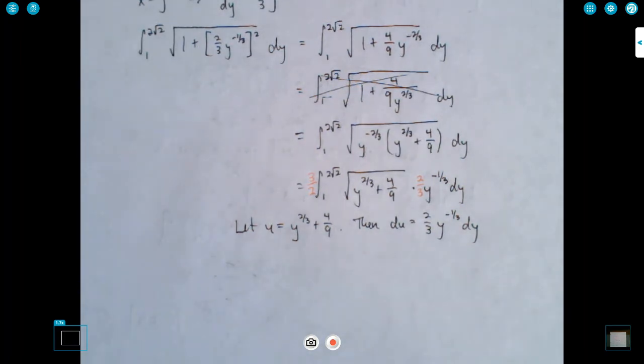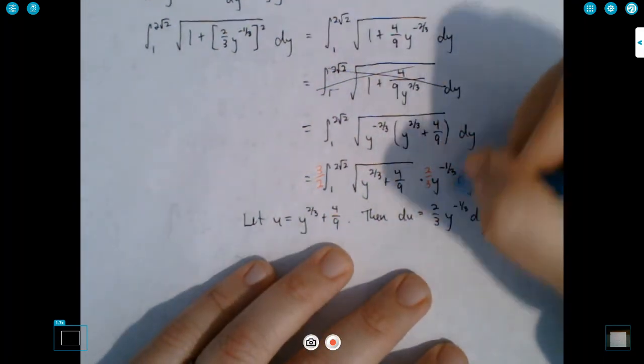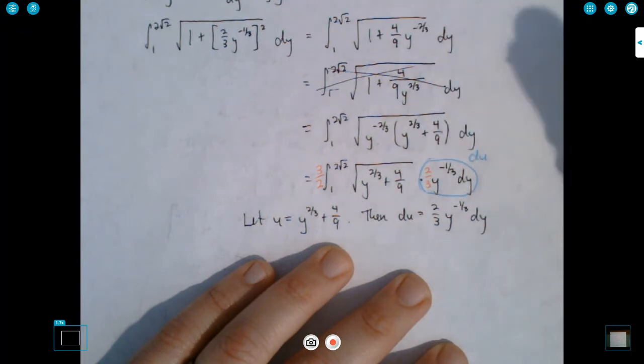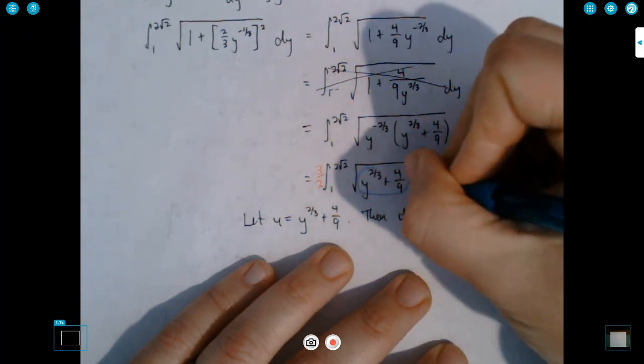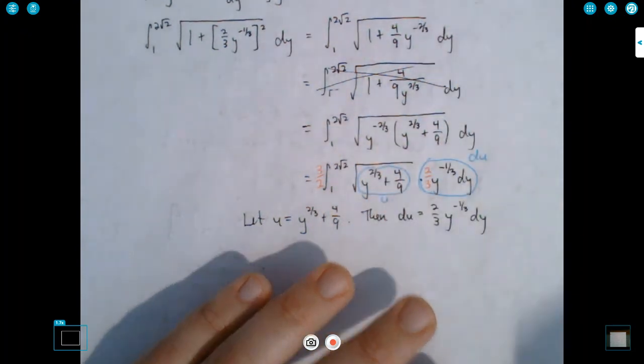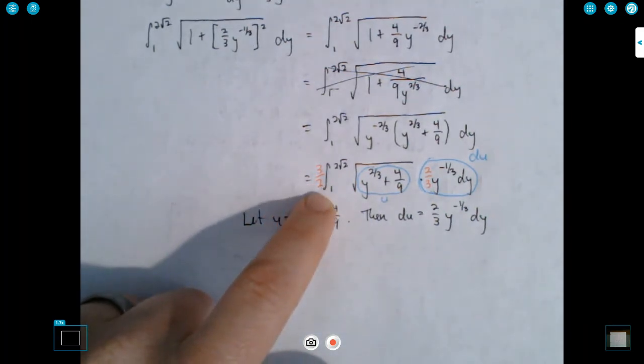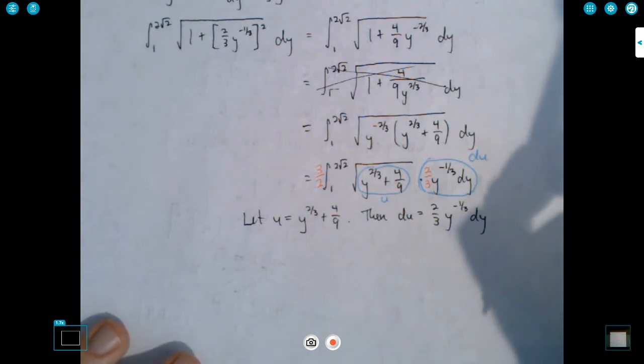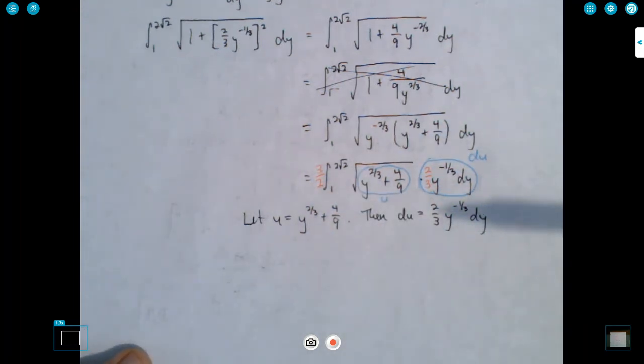And now this whole thing, 2/3 y to the negative 1/3 dy, this is du. This whole thing is u. And I'll try not to forget to bring along my coefficient this time. All right. We should change our limits of integration. I'm not looking forward to that.